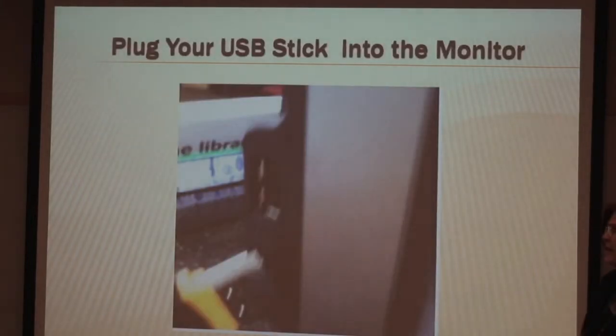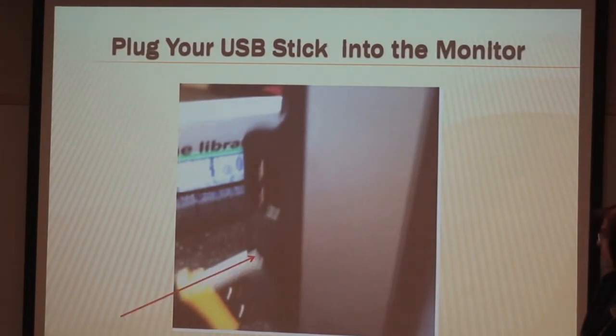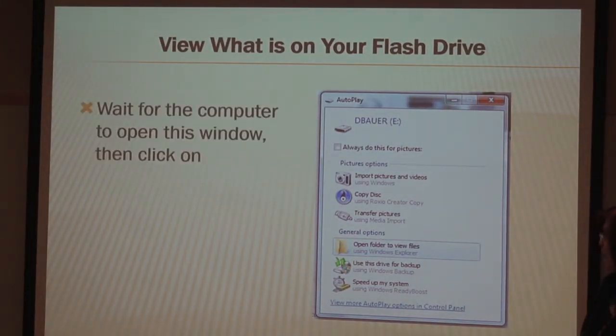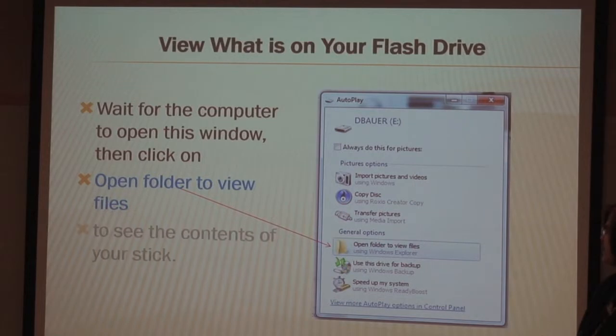To use these drives, plug them into the left-hand side of your monitor. We ask that you plug them in there instead of on the computer box because the USB ports on the computer box have been disabled on some systems. When you plug your drive in, you're going to see a box open that looks like this. Wait for this box to open and then click on Open Folder to view your files and see the contents of your stick.